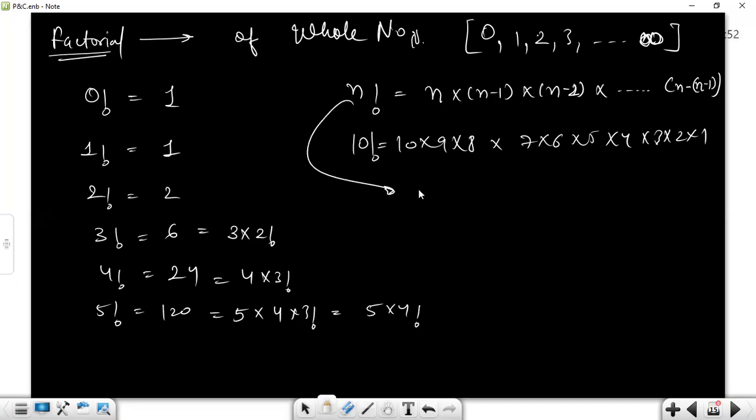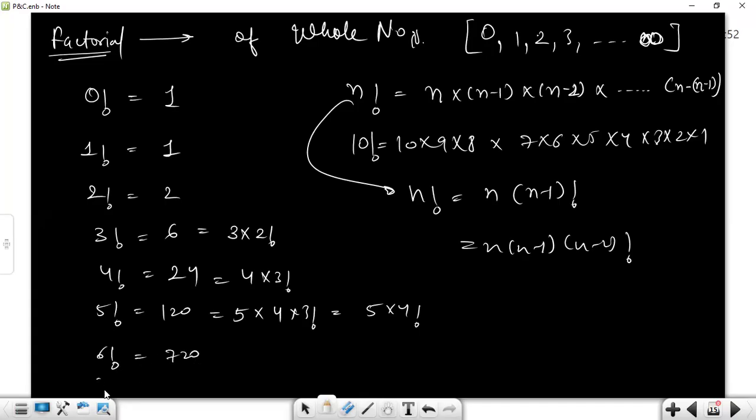Here also, n factorial can be written as n into n minus 1 factorial, or n into n minus 1 into n minus 2 factorial. Clear? 6 factorial can be written as 720, 7 factorial is 5040, and that's enough for you to remember. You have to learn till 7 factorial and also learn the value of 9 factorial. And this is that amazing number which is divisible by all the digits from 0 to 10.